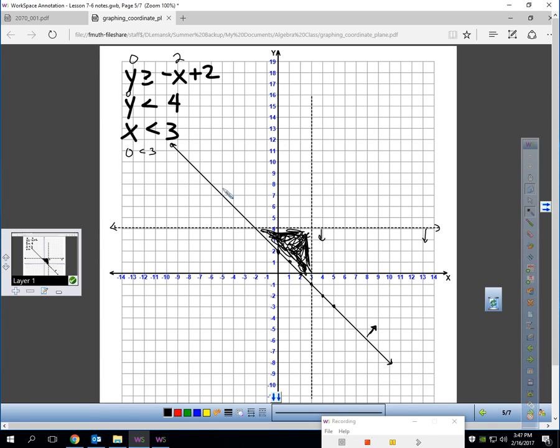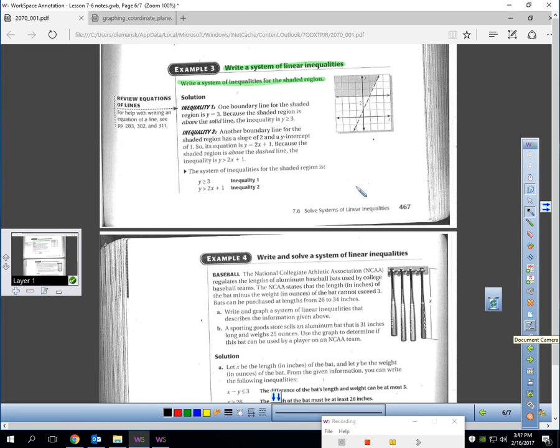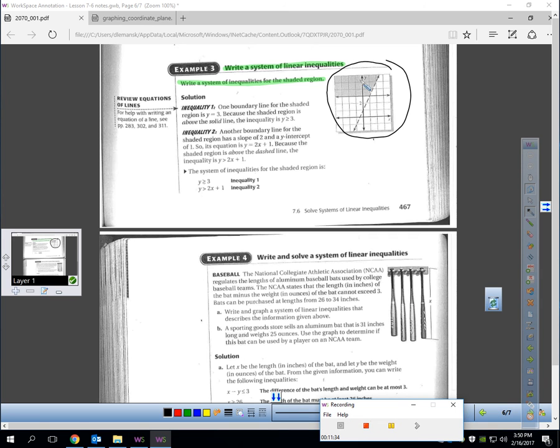That would be the answer to that problem. Okay? Any of these ordered pairs in this region or on this bold line from here to here would be a solution, an ordered pair that would make all three of those inequalities in the system true. Okay? They will also ask you to write a system of inequalities for a shaded region. In other words, they'll give you the picture, and they'll want you to write the system out. Okay? So let's work on this one.